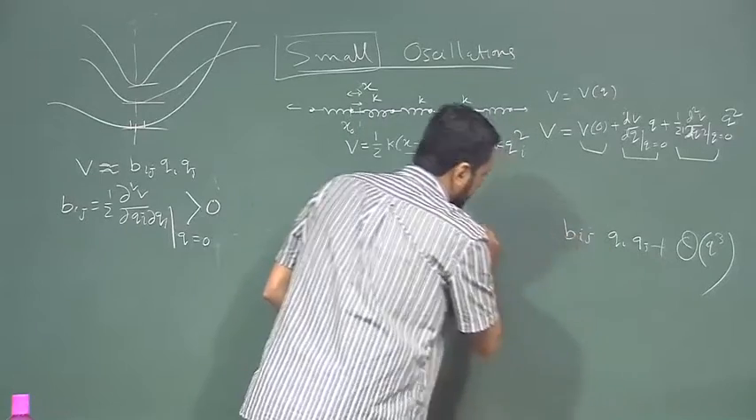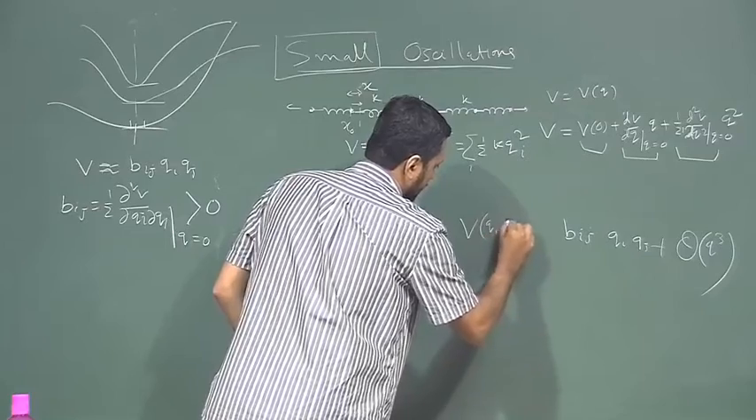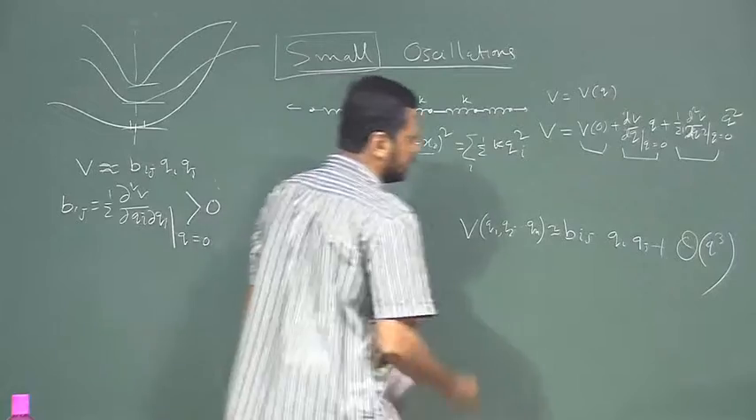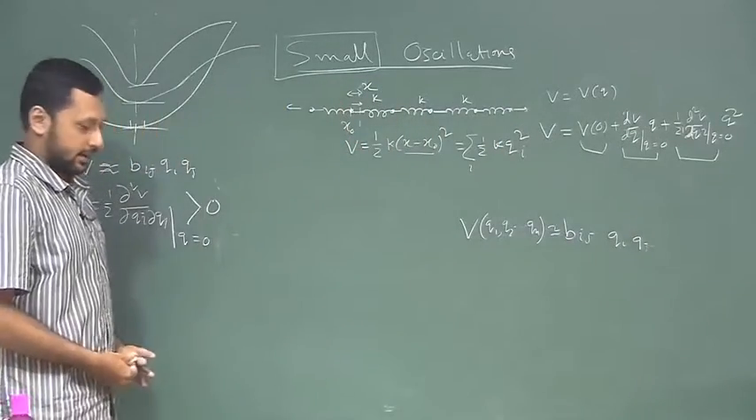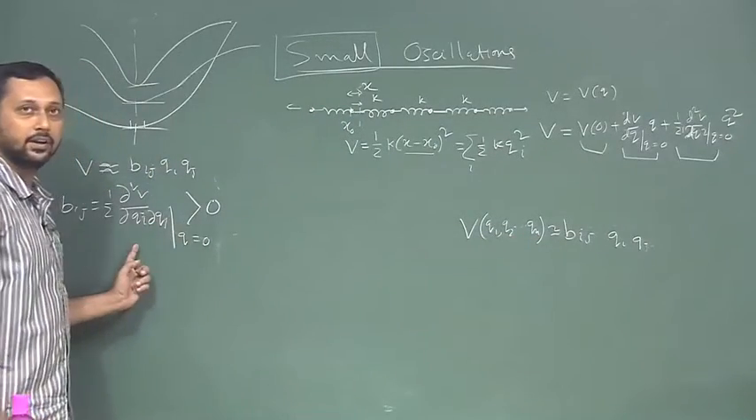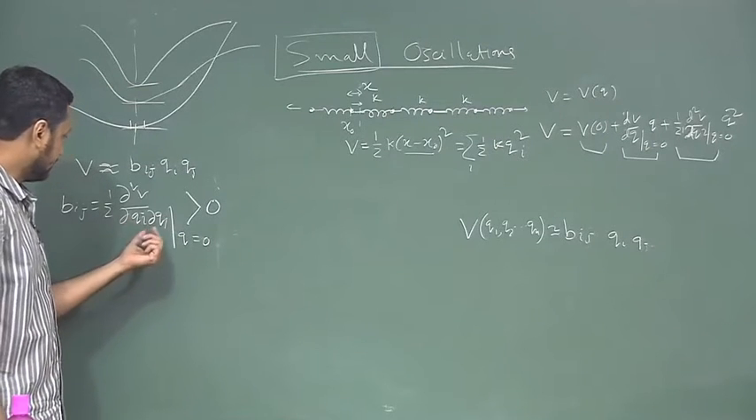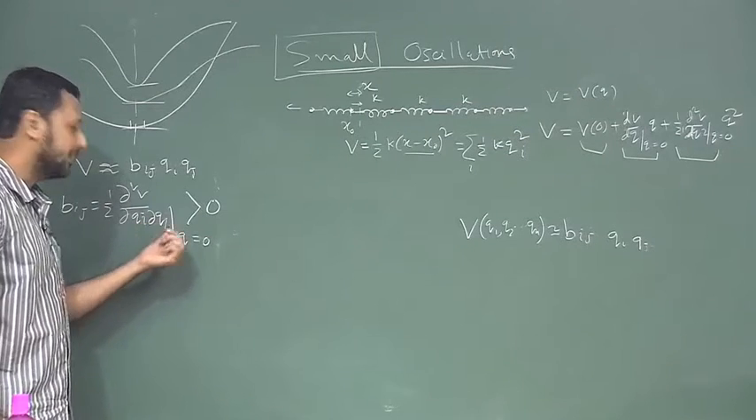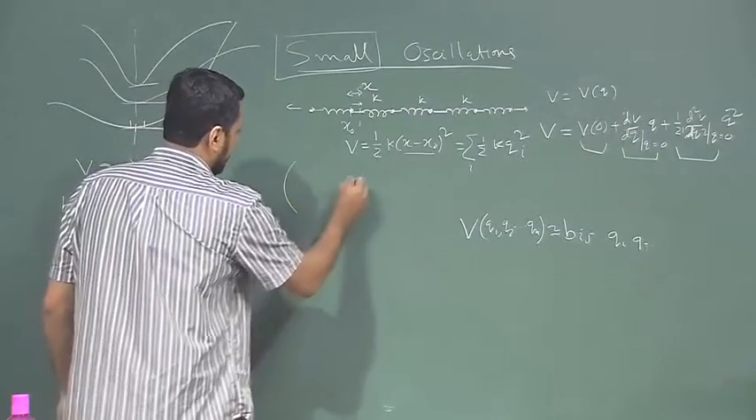b_ij. So, V under the approximation of small oscillation, V(q_1, q_2, ..., q_n), is approximately equal to this, and we can neglect the higher order terms. Right. b_ij is this, once again it is a tensorial quantity, okay, because depending on the values of i and j, the value will change. So, we can represent b_ij in a matrix form.